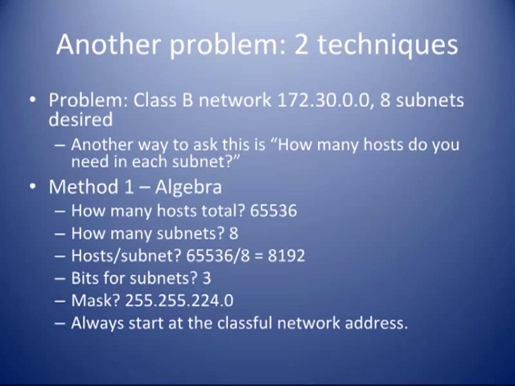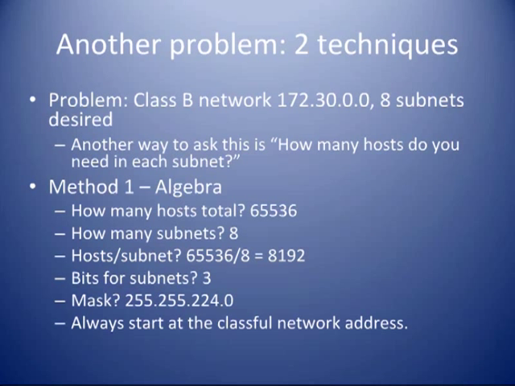So we get 8 subnets out of this Class B. Now, if you remember from the earlier slide, a Class B network is a big network. It has 65,536 possible addresses. Okay? Well, how many subnets do I have? If I do a straight algebra example, I just take my class full address space and divide it by 8, and I get 8,192 hosts per network. Now, that doesn't necessarily mean that's going to be a network that performs very well. This is just our example.